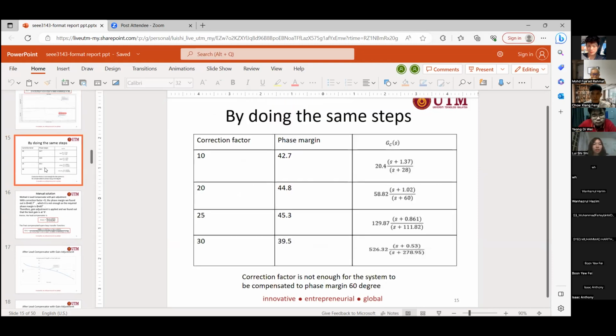Next, we kept doing the same steps using different correction factors like 10, 20, 25, and 30. But we still cannot get the phase margin around 60 degrees. Why? Not sure.